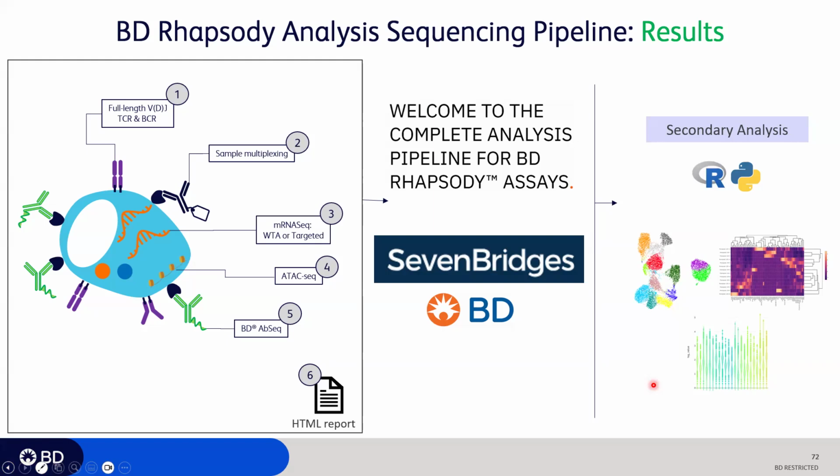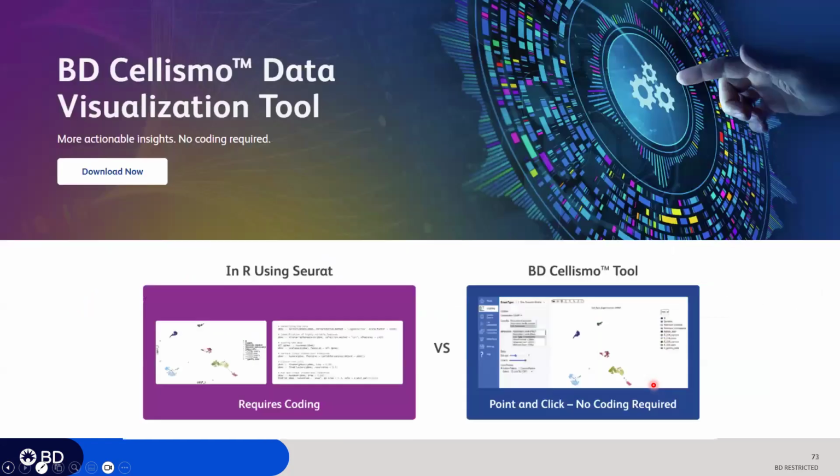For those that are familiar with 10x Genomics, it has a similar function to Cell Ranger. So it's here to do some initial processing of your data, some initial QC, and it provides outputs that you can then use for secondary analysis, like Seurat or Python. And it also produces a file that's called a .celismo file, which can be plugged into our secondary analysis data visualization tool, which I mentioned at the beginning of the talk.